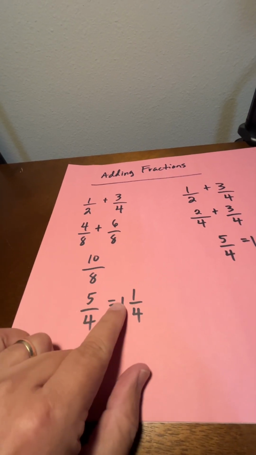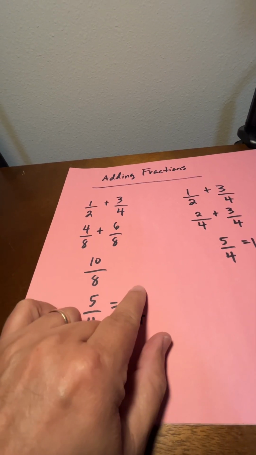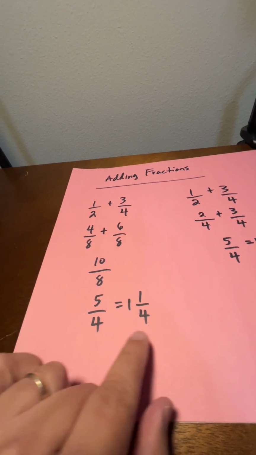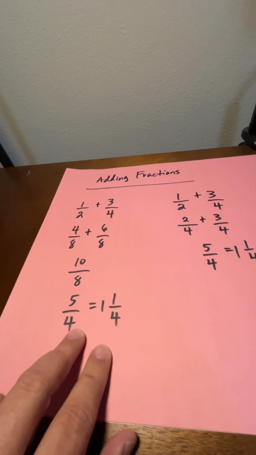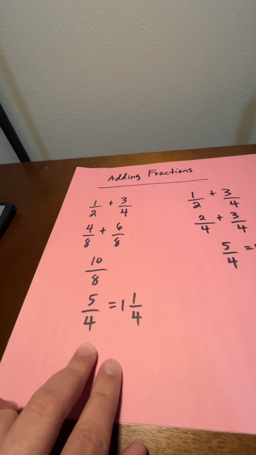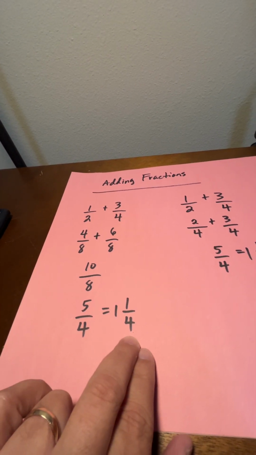4 goes into 5 one time. 1 times 4 is 4, plus 1 more is 5. So these are the same thing, just written 2 different ways. So 5/4 as an improper fraction, and 1 1/4 as a mixed number.